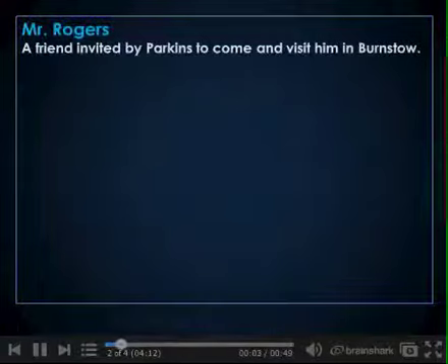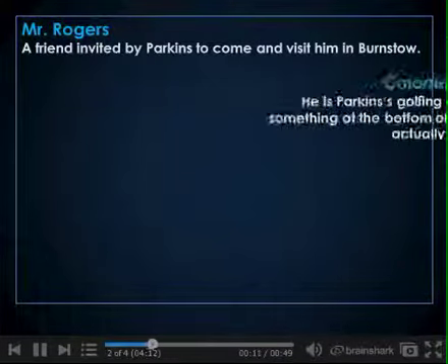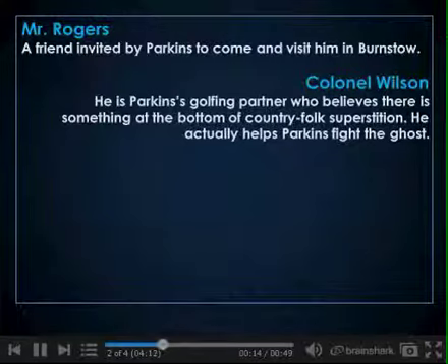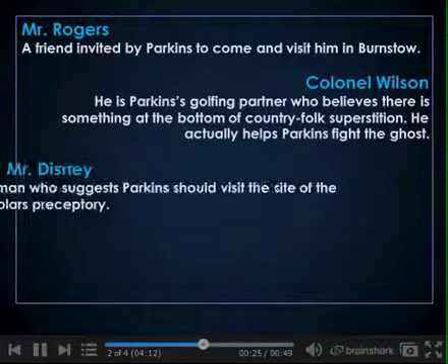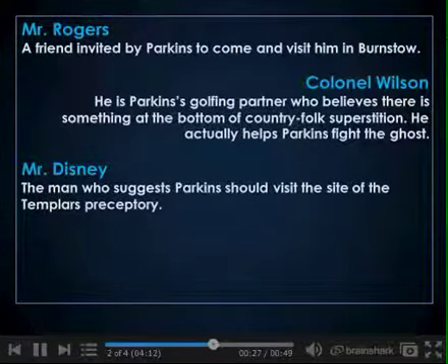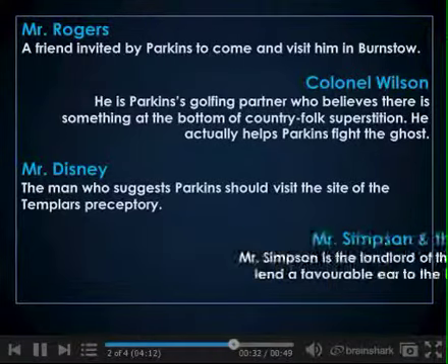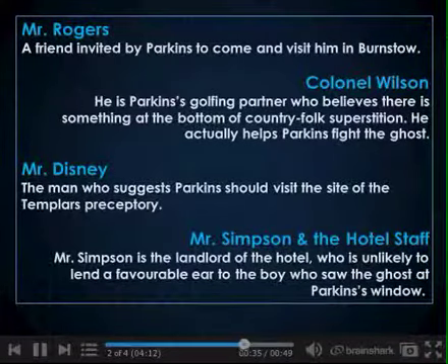The secondary characters, then, are Mr. Rogers, who is a friend invited by Parkins to come and visit him in Burstow. Colonel Wilson, Parkins's golfing partner, who believes there is something at the bottom of the country folks' superstition. He actually helps Parkins fight the ghost. Mr. Disney is the man who suggests Parkins should visit the site of the Templars' preceptory.